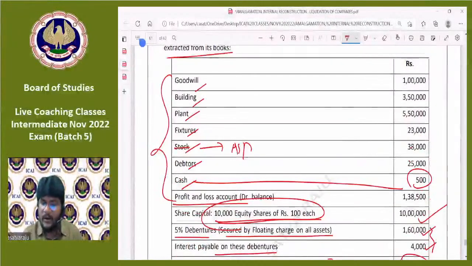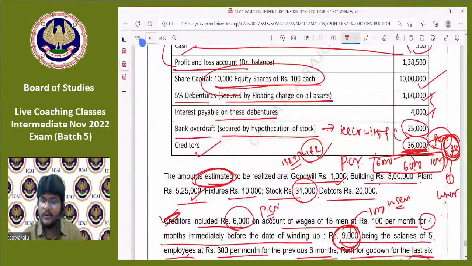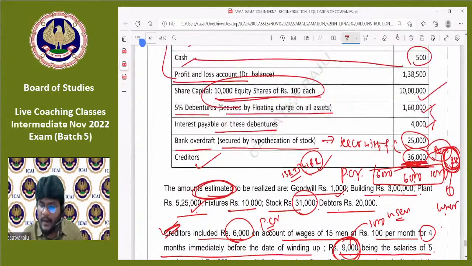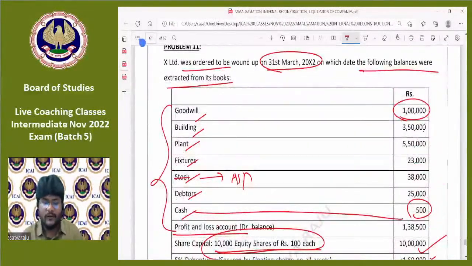Please concentrate. Goodwill in books, we have 1 lakh. How much did you realize? 1,000. Loss, how much? 99,000 loss is there. All of you, please put in the calculator minus 99,000. Next, building is there for 3 lakhs. We realized 3,00,000, but the book value we have is 3,50,000. 50,000 loss, minus 50,000.